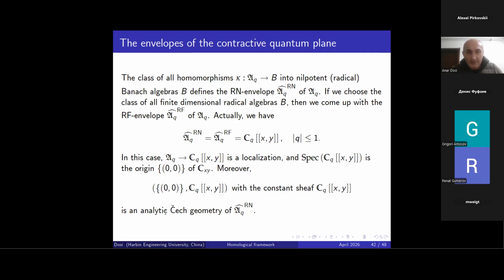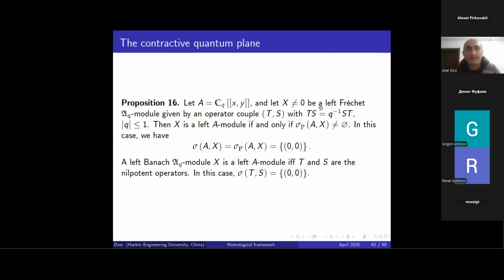Look, this is a geometry. Single point and stalk. This is indeed an analytic Czech geometry of this envelope. So this one represents just a point here. Yes, again, the functional calculus theorem works here. So let's take the null zeta Fréchet module. X is a left module if and only if the spectrum is non-empty. And in this case, certainly Taylor and Putinar are the same, just 0, 0, nothing else. The origin.